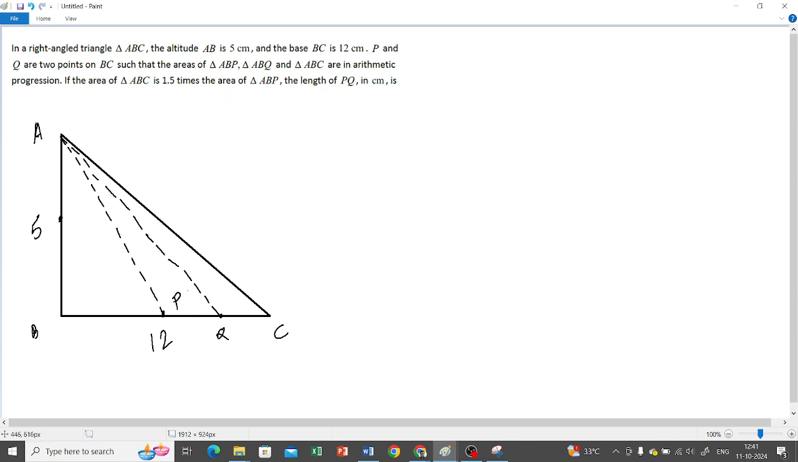Areas of triangle ABP, ABQ and ABC are in arithmetic progression. If the area of triangle ABC is 1.5 times the area of triangle ABP, then find the length of PQ.